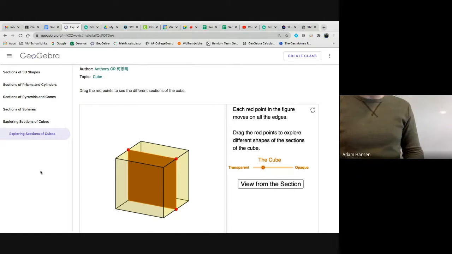Exploring sections of cubes. Drag the red points below to see different sections of a cube.